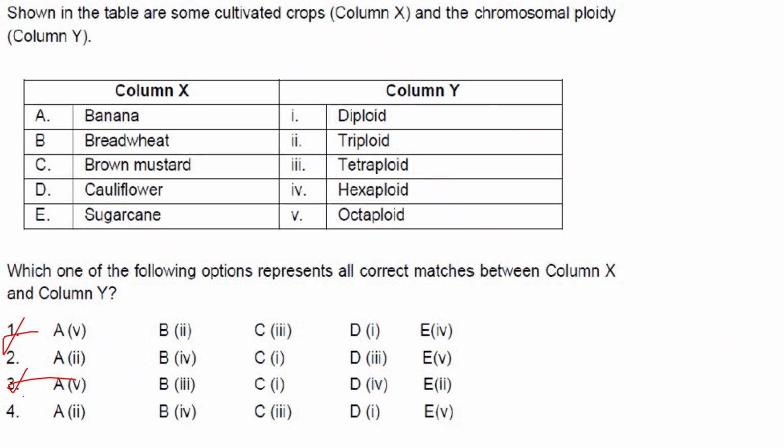Okay, so A2. Then bread wheat, it is hexaploid, so B4, sorry, B4 it is hexaploid. Then brown mustard, it is tetraploid, so C3, that makes option 4 the right answer, 2 gone. Then cauliflower, it is diploid, and sugarcane, it is octaploid. So this ploidy of some cultivated crops you have to know. So A2, B4, C3, D1 and E5.